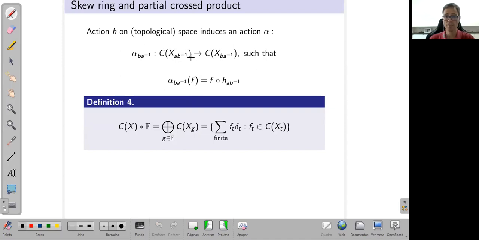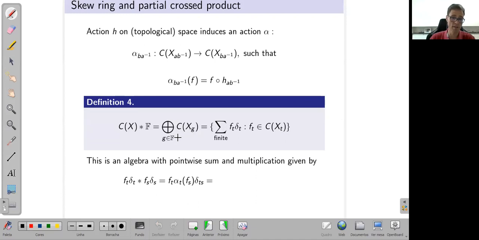Once you have this partial action at the algebraic level, you can look at the skew ring or the partial crossed product. So what is this? This skew ring is just a direct sum. For each X_{t^{-1}}, I have the continuous functions on X_{t^{-1}}, and now I can just look at the direct sum of these elements, which we usually denote as this finite sum of f_t delta_t, where delta_t is just a marker telling you that this function f_t is in the t fiber. That's a direct sum of all these continuous functions.